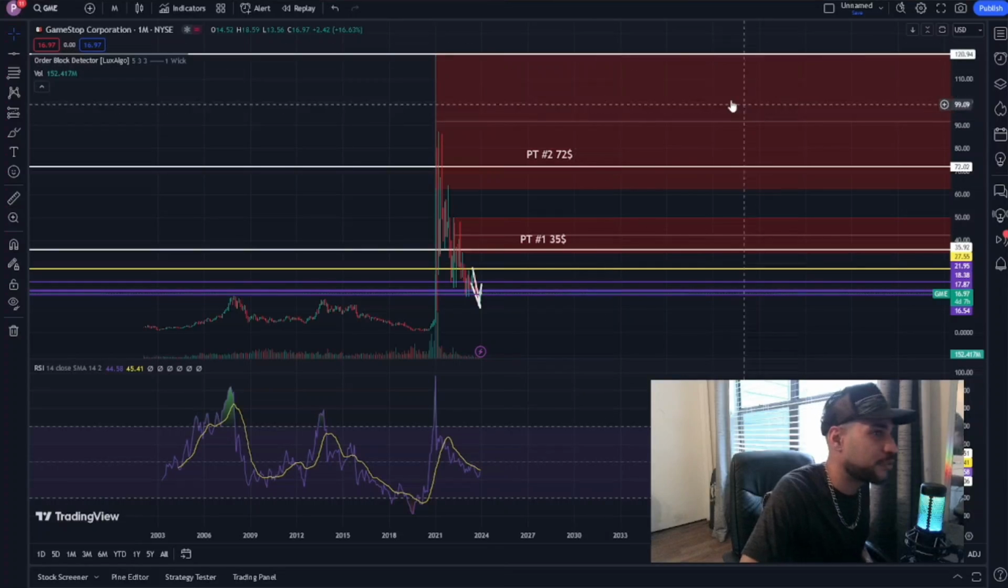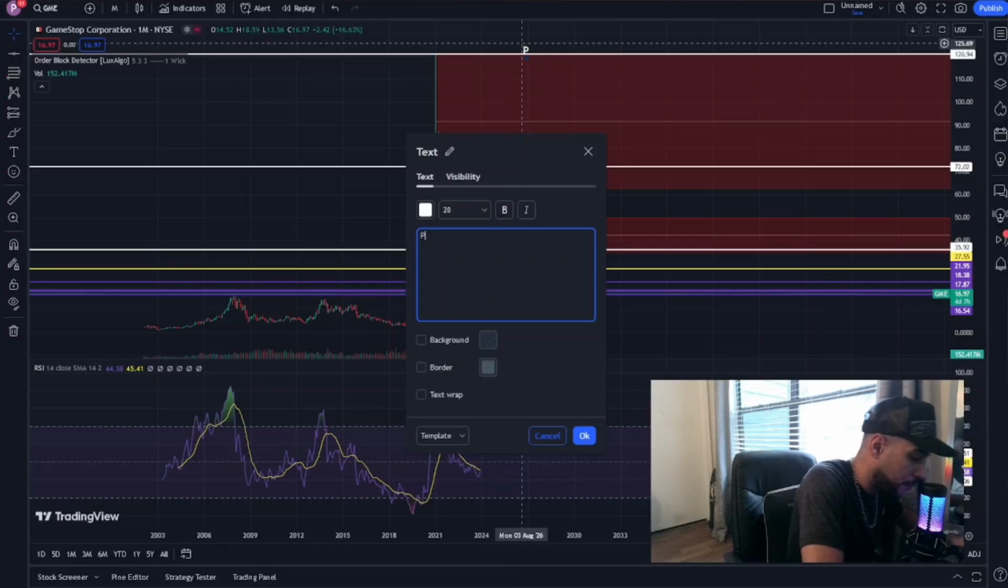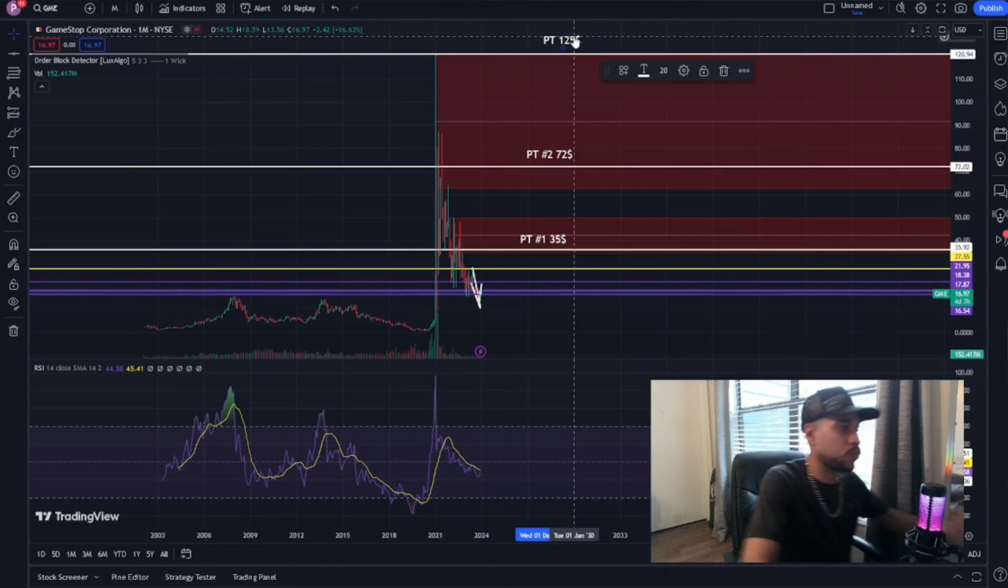I was going to give you guys a range, but I want to make it very clear and concise. So we're going to go with 125 for GameStop. Price target 125 for GameStop, and that's going to be your high range. And again, guys, these are just realistic price targets.